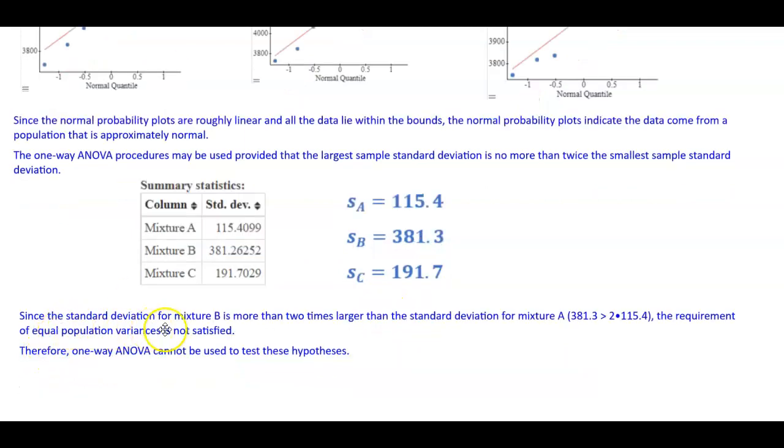Now, since the standard deviation for mixture B is more than 2 times larger than the standard deviation for mixture A, meaning that the standard deviation for B is 381.3, which is greater than 2 times the smallest one, which is 115.4, the requirement of equal population variances is not satisfied. Therefore, one-way ANOVA cannot be used to test these hypotheses.